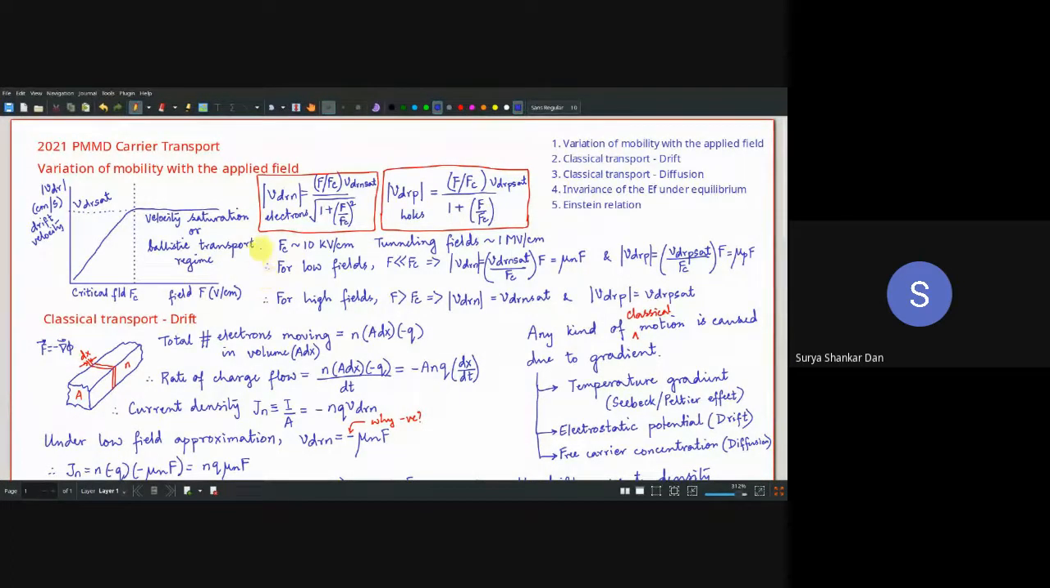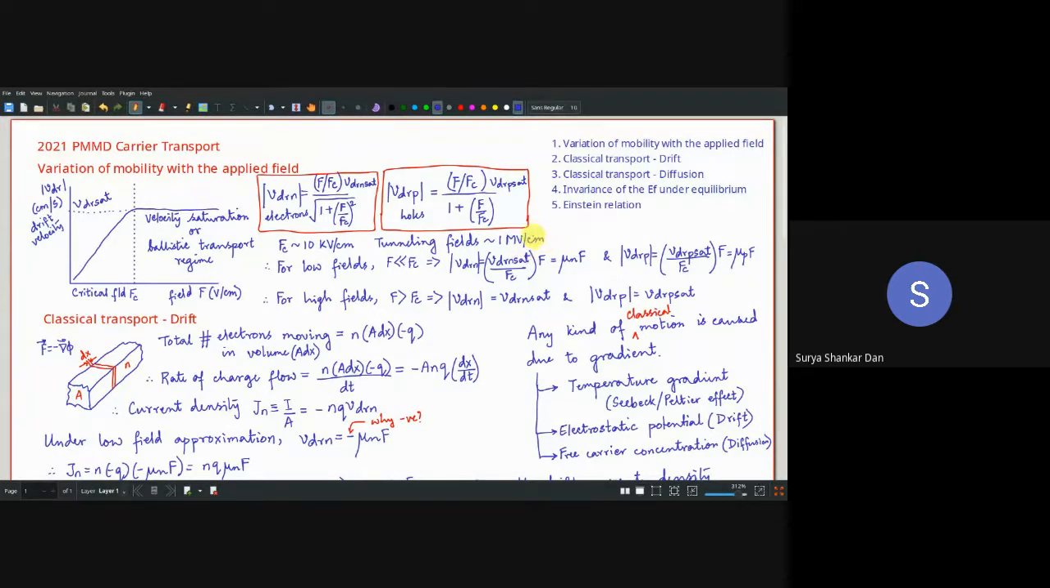Now what you should keep in mind is the order of the critical field, because when you are making a circuit design or a device design, you have to keep this FC in mind. The critical field for silicon is roughly on the order of 10 kilovolts per centimeter. Now the tunneling fields, for example in TFETs, the tunneling field is around 1 megavolt per centimeter.